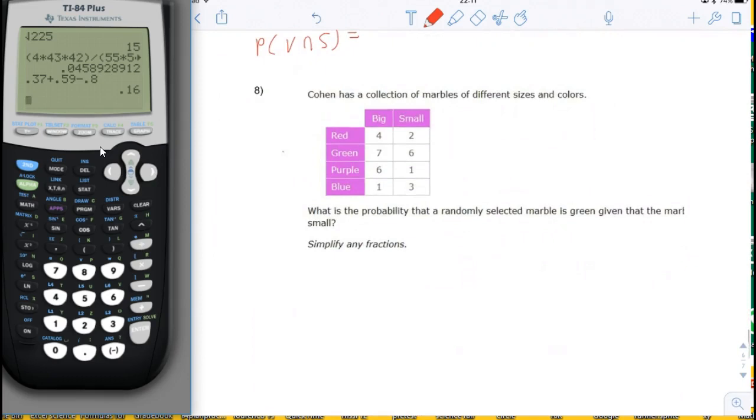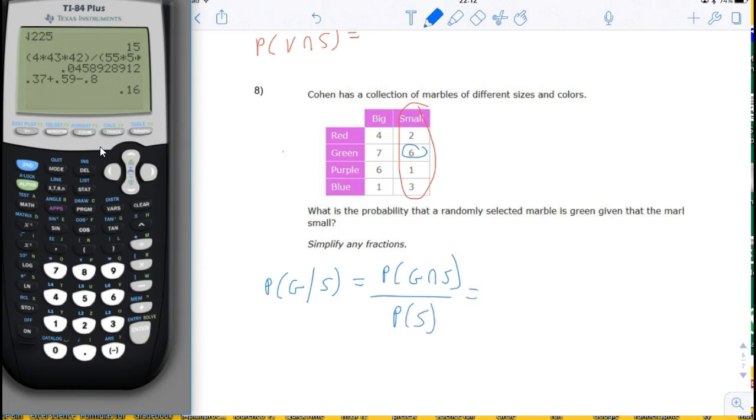Okay, last one. Cohen has a collection of marbles of different sizes and colors. What is the probability that a randomly selected marble is green given that the marble is small? Okay, so the marble is small, and of the small marbles, how many are green? 6. Okay, so the way you do this is the probability that a marble is green, given that it's small, is equal to the probability that it's green and small divided by the probability that it's small.